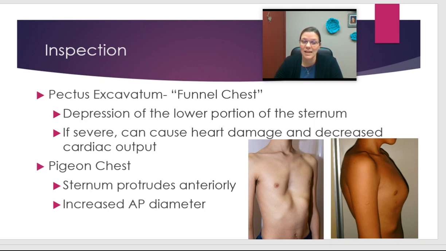Another thing that we can sometimes see is a pigeon chest, and that's kind of the opposite. It's where the sternum protrudes outward, and you end up having an increased antero-posterior to transverse ratio. So for these, I know for pectus excavatum, sometimes a surgery can be performed where the chest is manipulated and a metal bar or rod is put in, and it helps the chest create a more natural shape and provides more room for the heart.